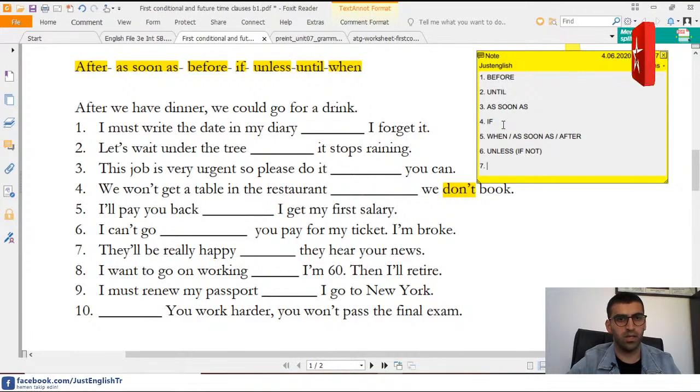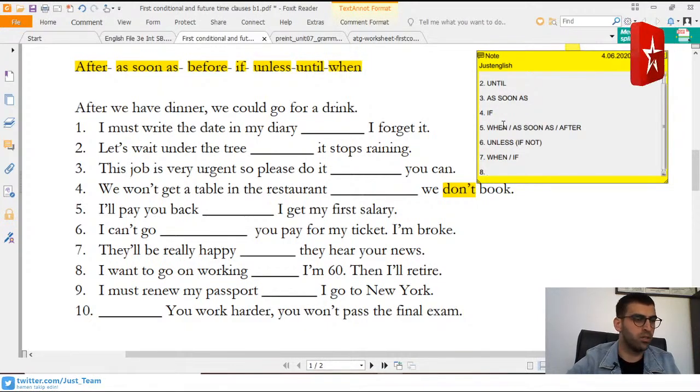Leila says it is when. They will be really happy when they hear your news. When is the correct answer. And if they hear your news, they will be really happy. If and when, both of them are correct answers for number 7. Yes. And number 8.